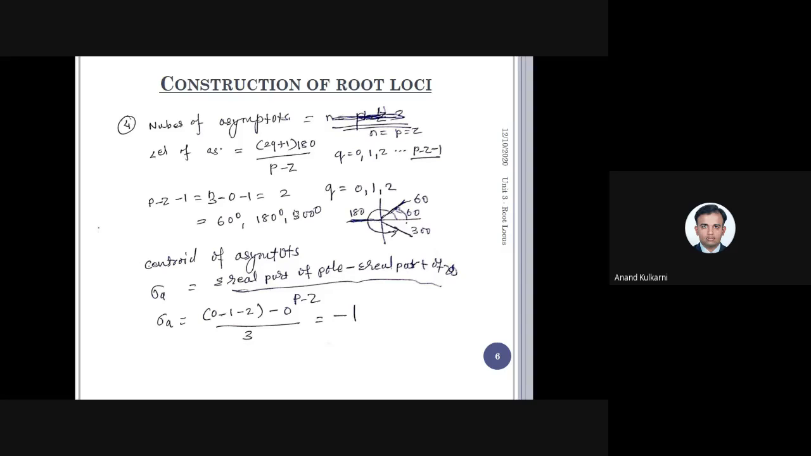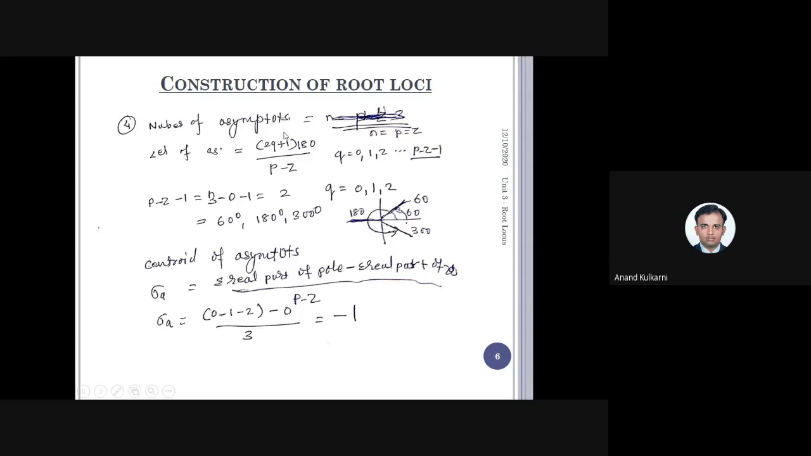So here q can take values equal to 0, 1, 2, and so on up to P minus Z minus 1. So in our case, it will take only 3 values. What are the 3 values? It will take 0, 1, and 2. Why 2? Because P minus Z minus 1, where P is 3 and Z is 0, is 3 minus 0 minus 1, which is 2. So the highest value of q is 2. So it will have 3 values, 0, 1 and 2.